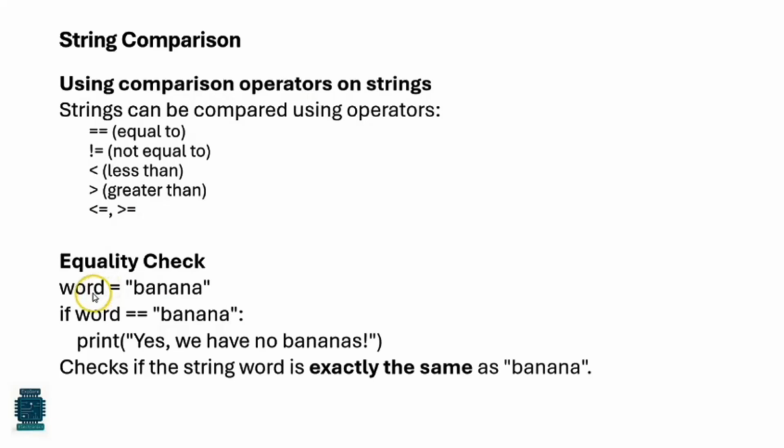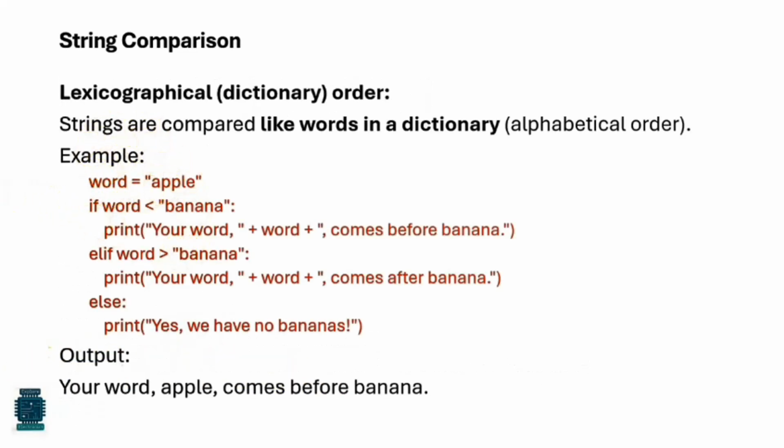Equality check. Here word is equal to banana. If word equal to banana, print yes, we have no bananas. It will check whether the string word is exactly the same as banana. Here the string word is exactly the same as banana. That's why it will print yes, we have no bananas. Let us see one more example here.